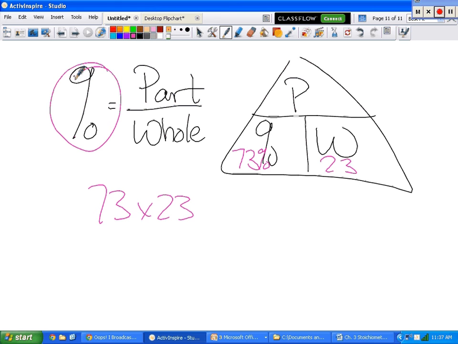So just be careful and understand that percentages are also formulas. You can work them backwards. You don't have to work them forwards. Okay? Keep that in mind. All right?